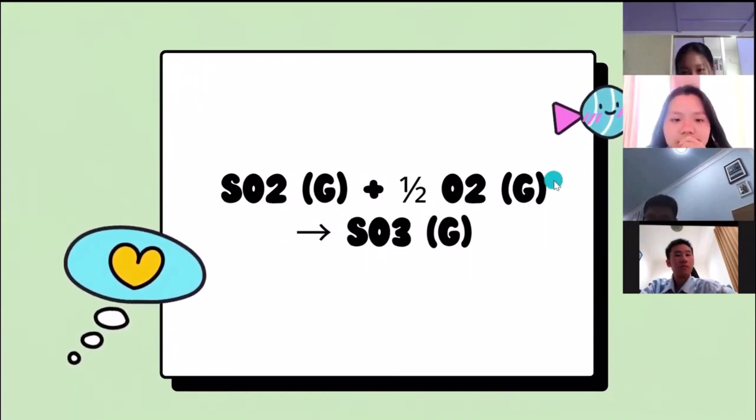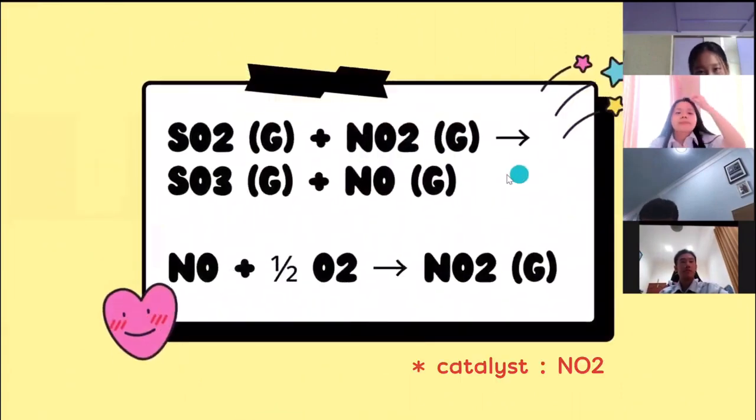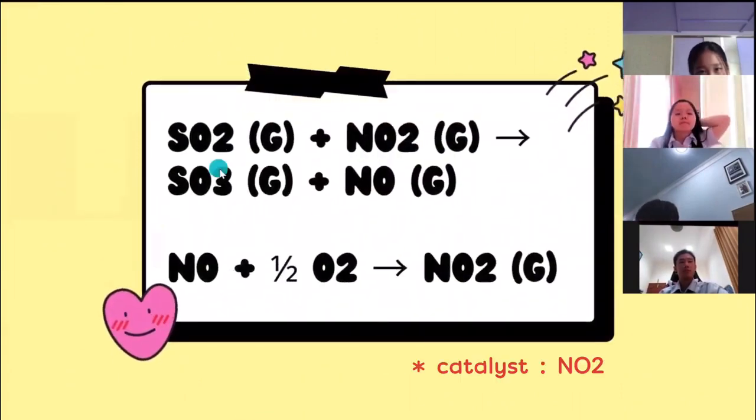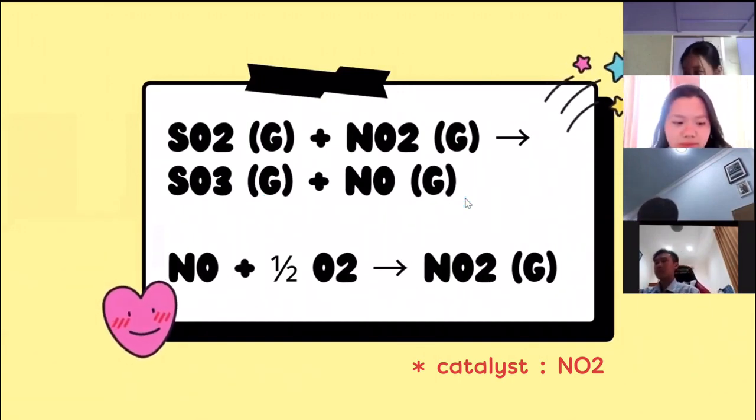This reaction is oxidized using nitrogen 4 oxide, following this equation. In the first reaction, the nitrogen dioxide is reduced to nitrogen oxide before it gets oxidized again back to nitrogen dioxide in the second reaction.